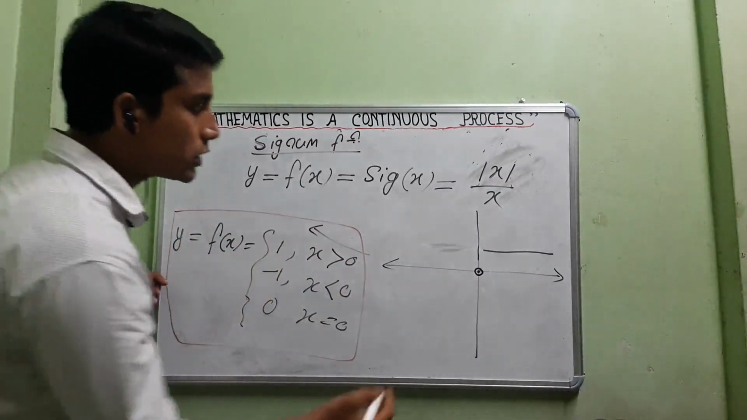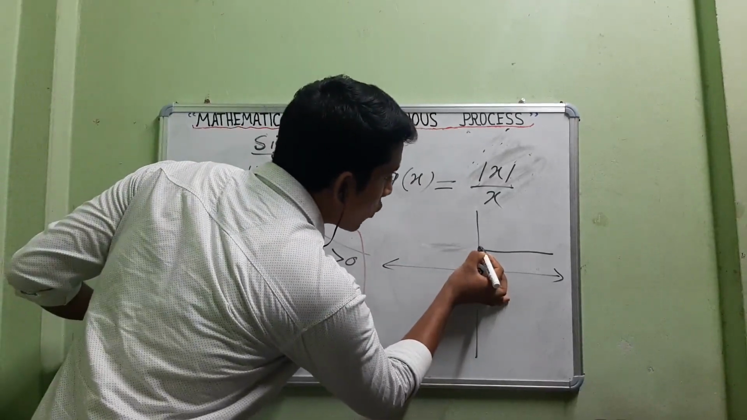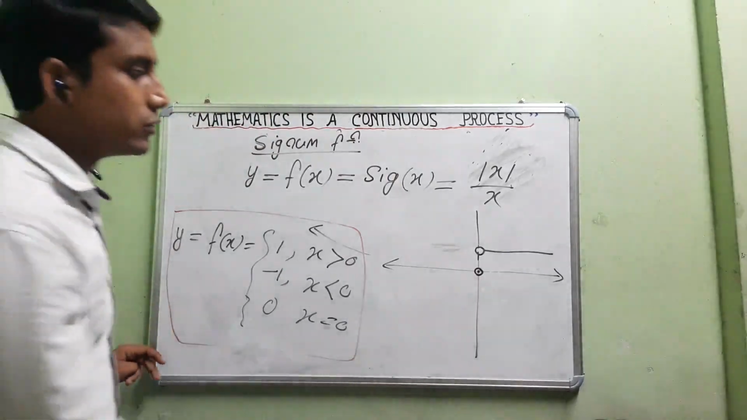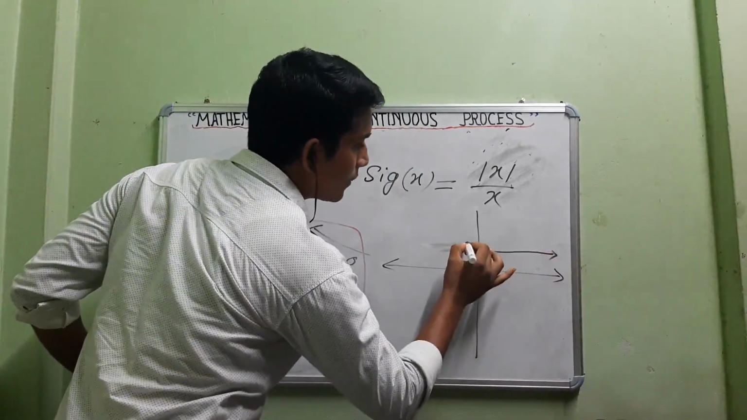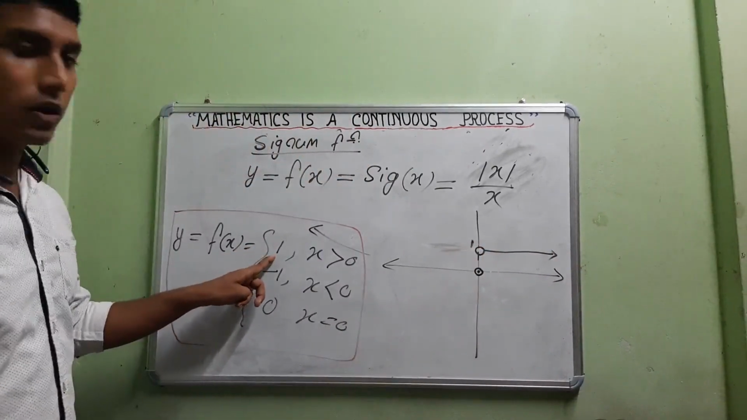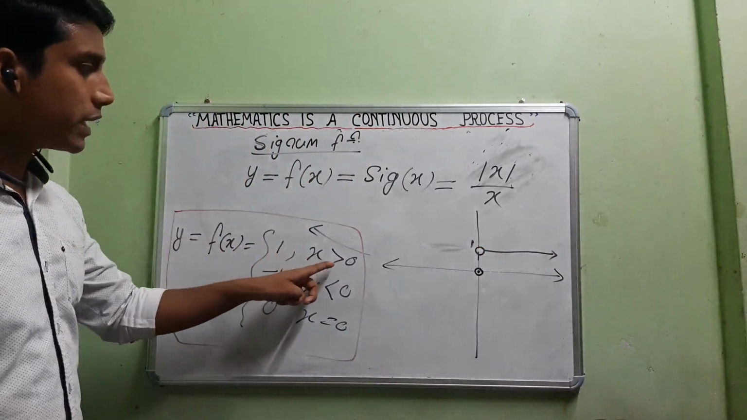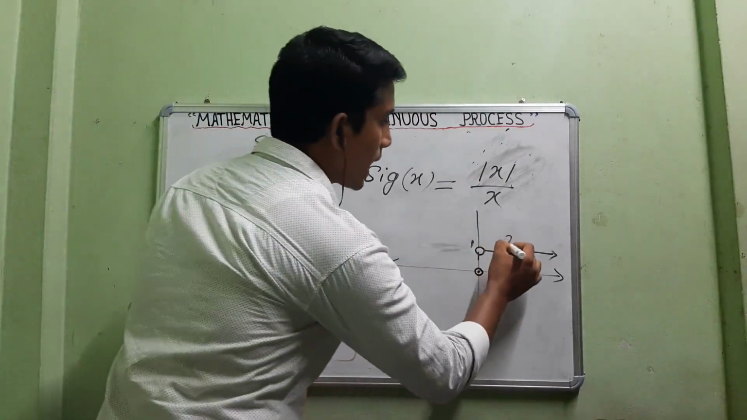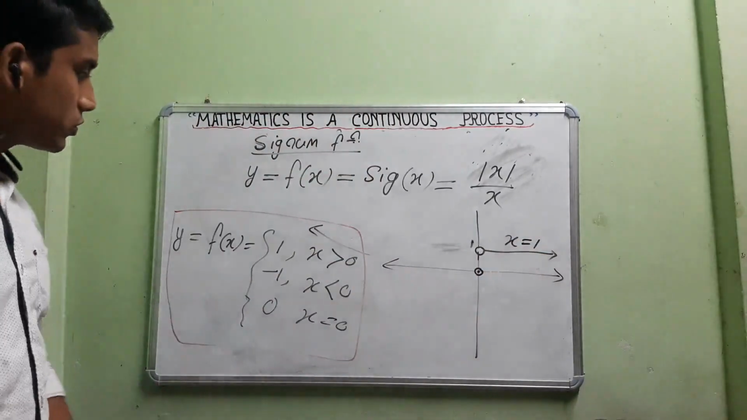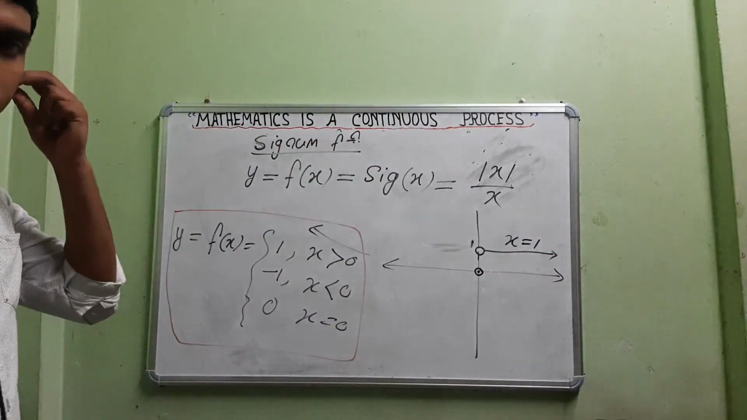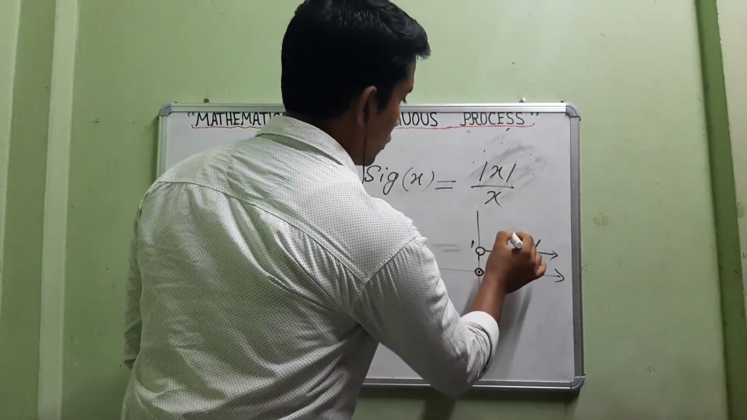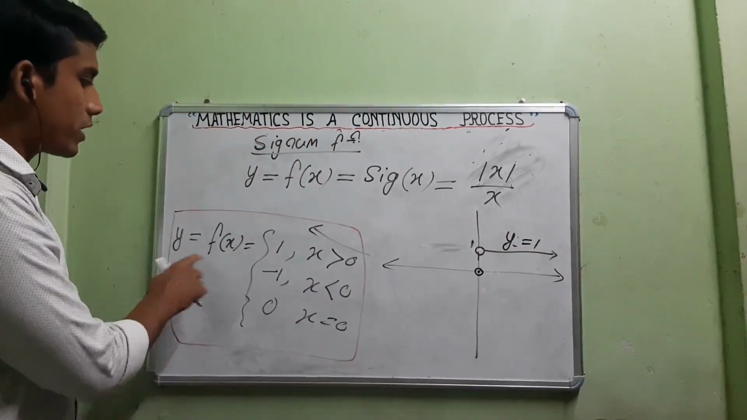How to denote this one? You see, you give this kind of open circle here, and draw a line like this. That means at the value 1, this is the point 1, no. For y it is 1, because it is 1. Y equal to 1. So for x greater than 0, y will be 1. Sorry, why have I written x equal to 1? This is y equal to 1.